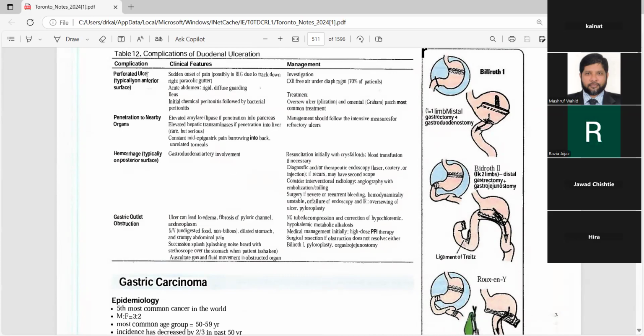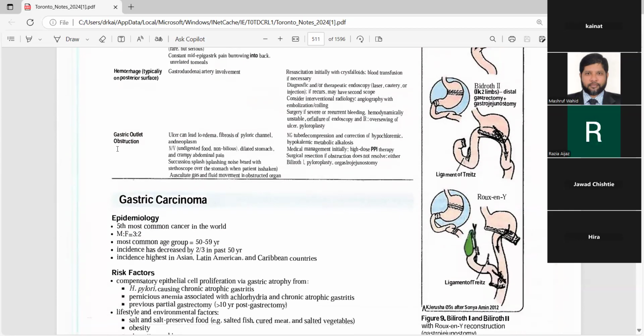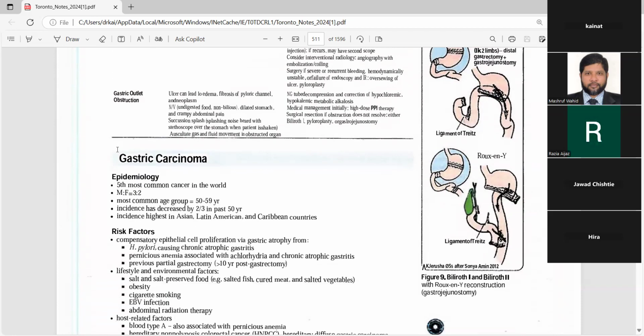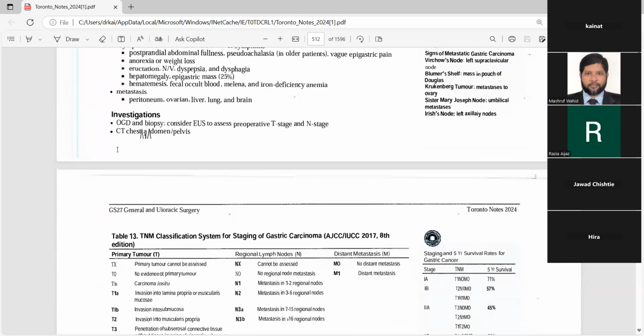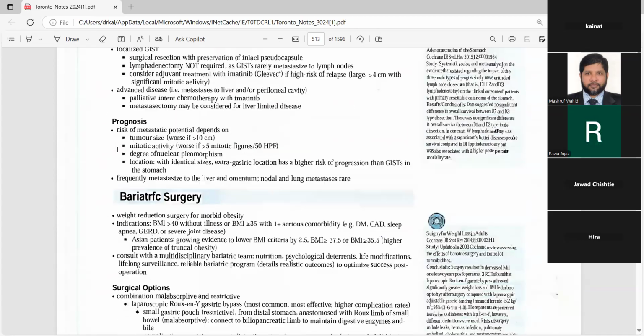How you're going to approach the perforated ulcer, just read the management. Penetrating to nearby organs, you can read the management. Hemorrhage, you are going to start with resuscitation, diagnosis, interventional radiology like angiography, and then go for surgery. Then outlet obstruction, basically putting an NG tube. So in outlet, any kind of obstruction coming to the abdomen, an NG tube is one of the most important. Then you can forget about these extra tumors.